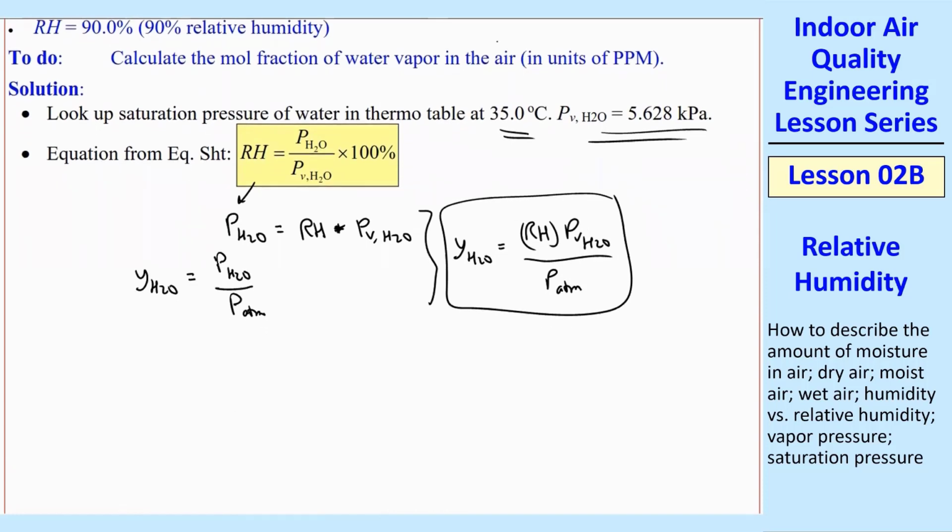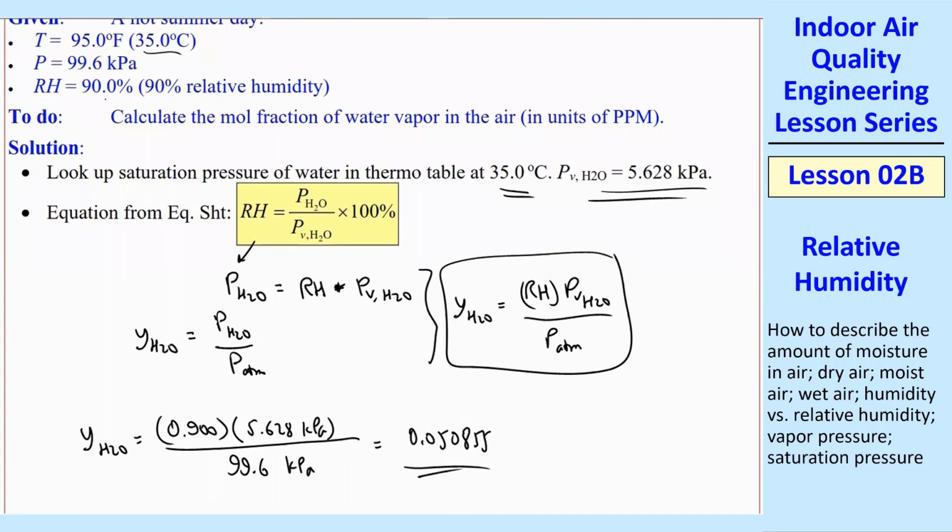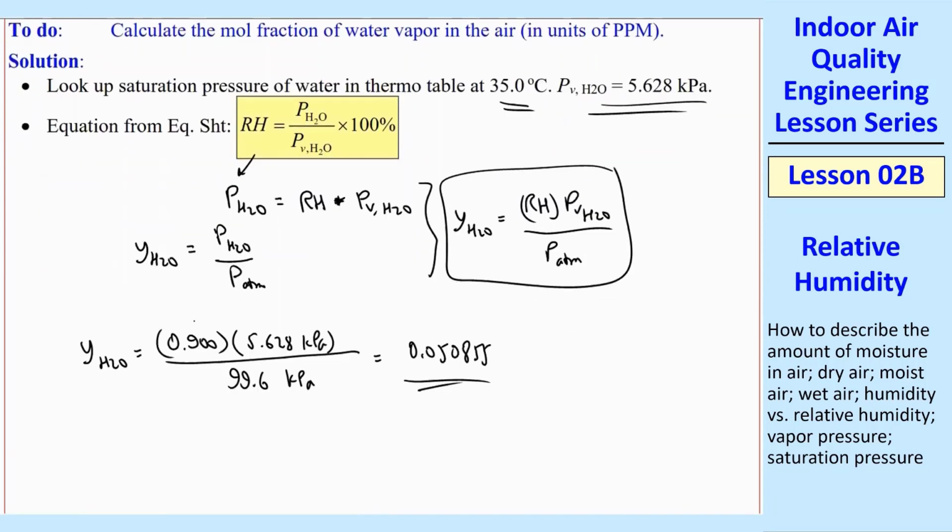And now let's plug in the numbers. I plugged in the relative humidity, which is 90%, but notice that I made it 0.9 instead of 90, times the saturation pressure or the vapor pressure, and then divided by atmospheric pressure. I get 0.050855. Multiply that by 10 to the 6th to get the ppm. So it's 50,900 ppm to 3 significant digits. So that would be our result.